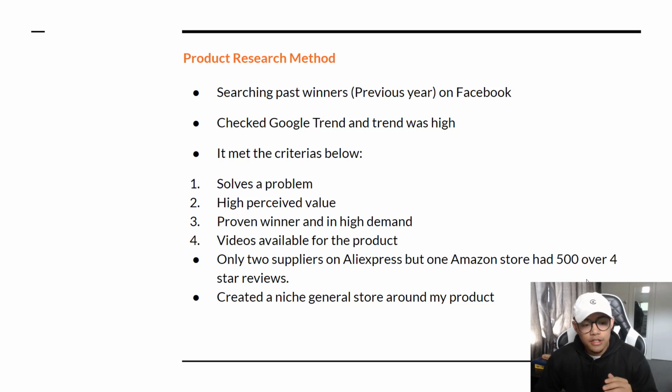And then I created a niche general store around this product. Now I always talk about the different types of stores that you can make when starting drop shipping, and you guys know, those that follow me, that I love niche stores or niche general stores. If you don't know what that is, basically there are three types of store: a one product store, a general store, which most dropshippers use, and a niche store.